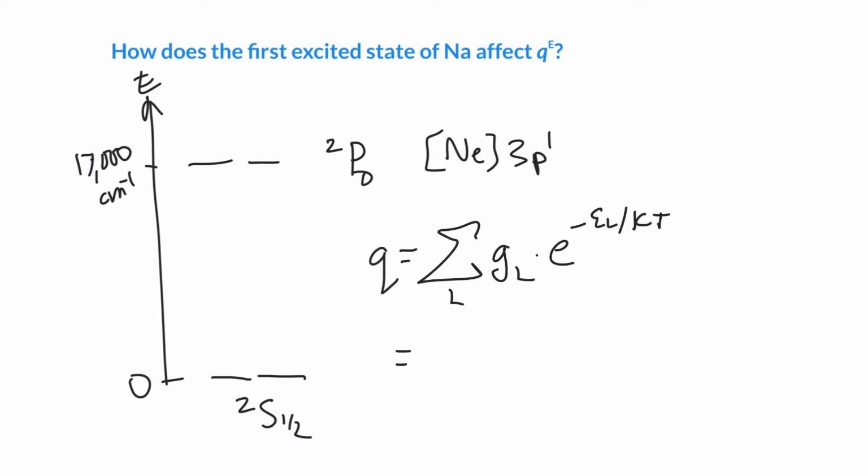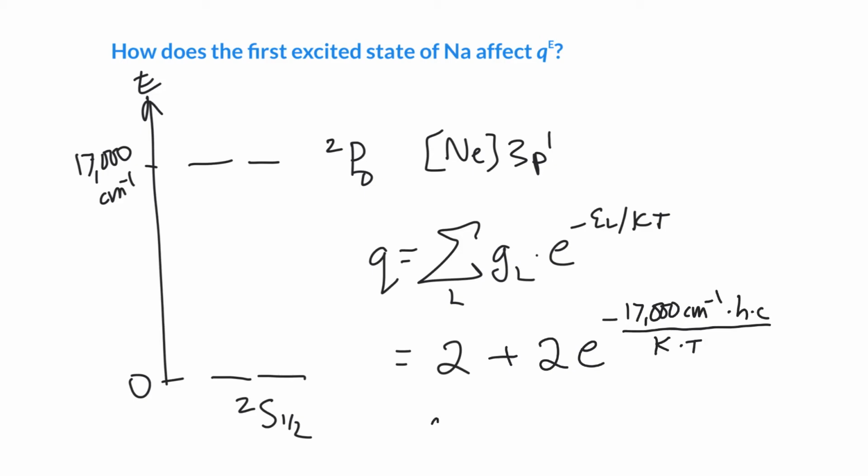Our ground state clearly has a value of 2 here. Why is it 2? The degeneracy is 2, and the energy we set to 0 here. So e to the 0 is 1, so 2 times 1 is 2. And then we have the next one up, so it's got a degeneracy of 2, and it's e to the minus, oh my gosh, 17,000 wave numbers. So we can multiply that by hc. We just have to make sure our c is in centimeters per second and divide by kT.